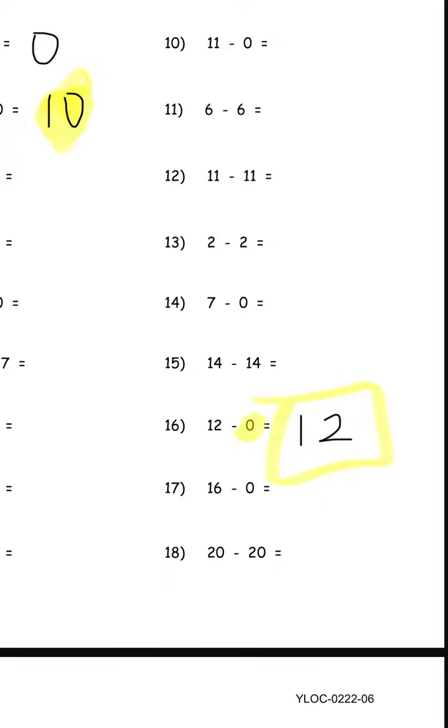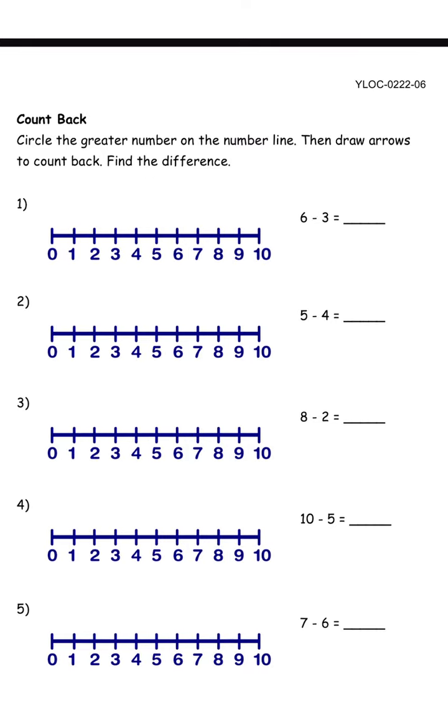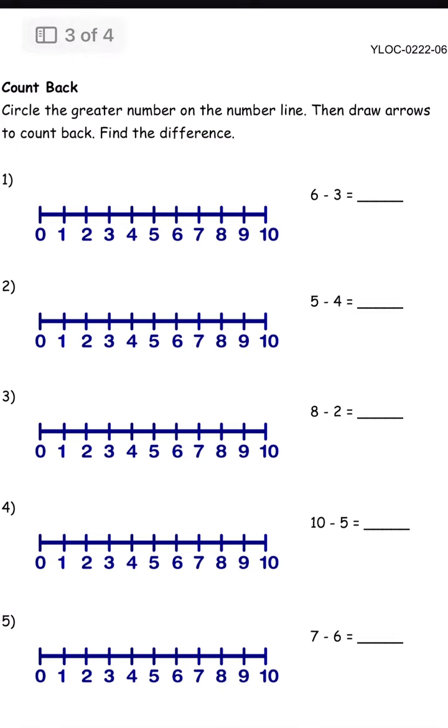Now we're going to move on to the next page. We have count back. Circle the greater number on the number line. Then draw arrows to count back. Find the difference. So we have number 1, 6 minus 3. So we're going to have to start with 6. 6 is over here. And we count back 3. So from here, we go 1, 2, 3. And where did we end up? We ended up at 3. So the answer is 3.